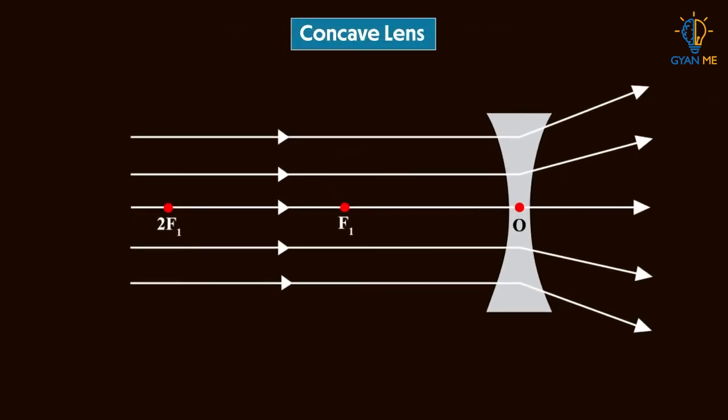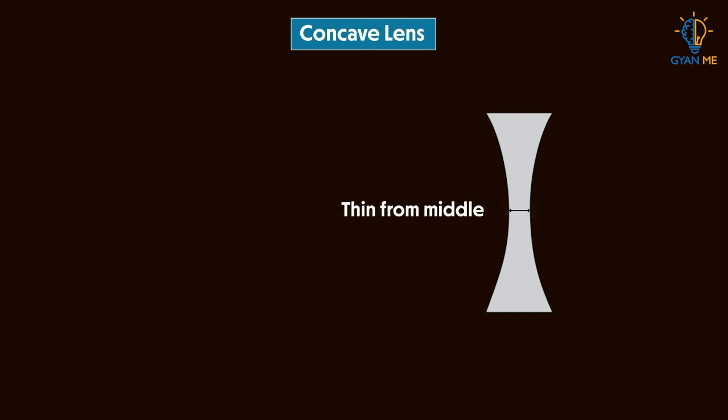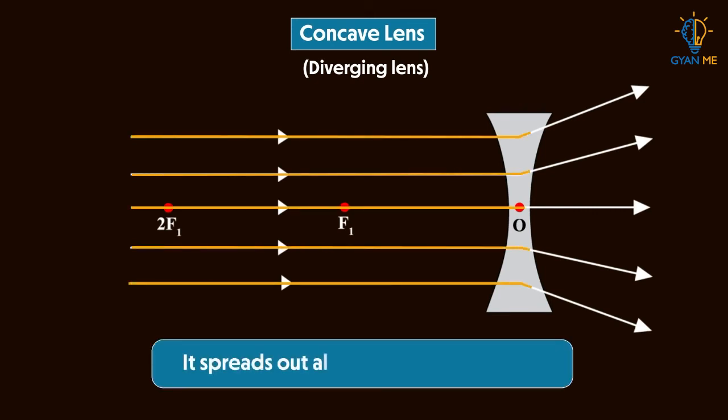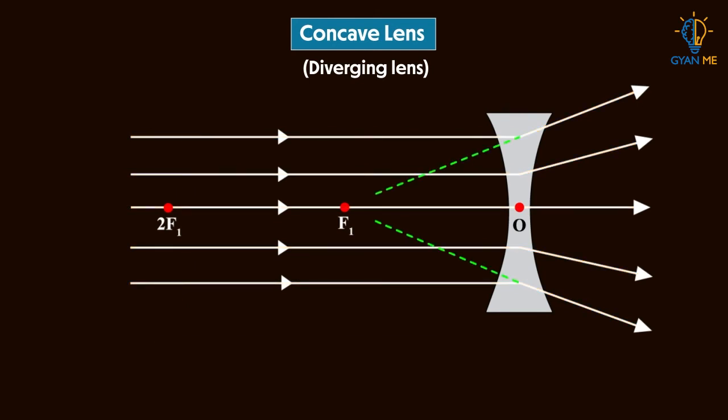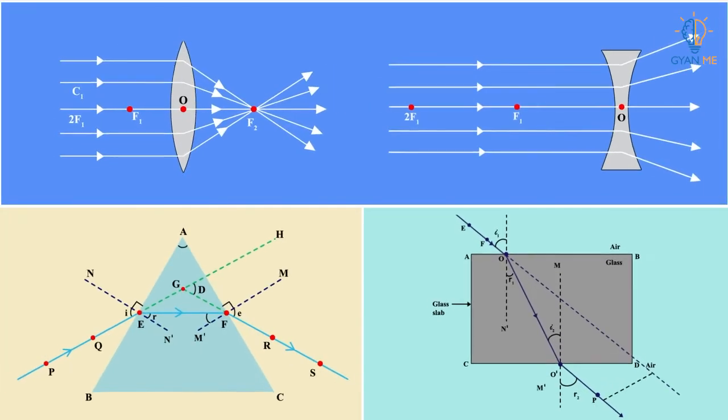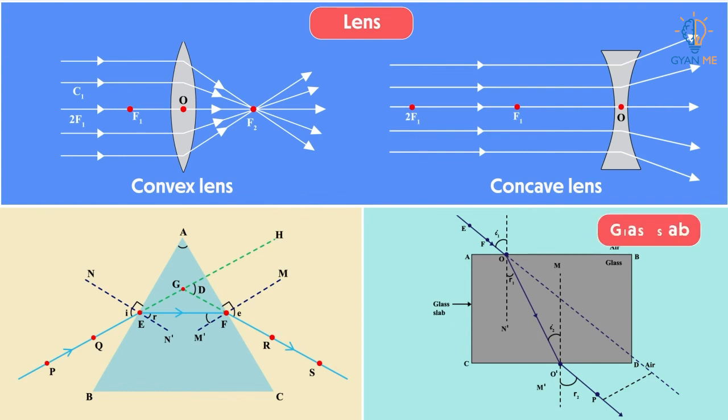While this is exactly opposite in a concave lens. A concave lens is thin in the middle and thick at the ends. As it is a diverging lens, it spreads out all the light that falls on it. And we need to extrapolate the rays back to find out its focal point. So if we look at all three refractions, that is through lens, glass slab and prism, we come to know that refraction of light depends on many factors.